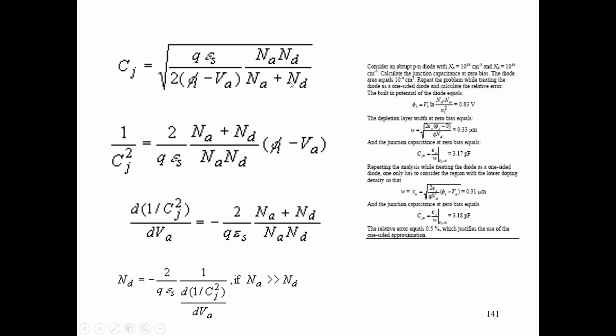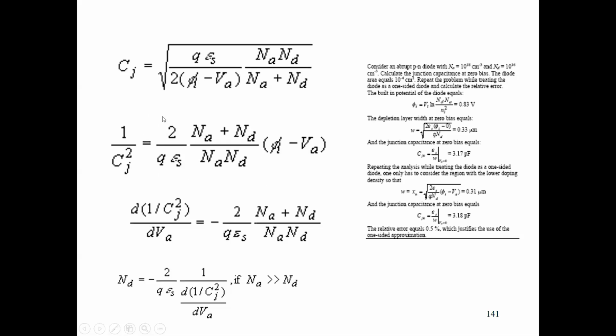All right. Now, one interesting thing that you see is if I take the square of both sides and take the reciprocal, I obviously get 1 over C squared. I get rid of the square root and I flip it, and I end up getting this. So a plot of 1 over C squared as a function of applied voltage should give you a straight line whose slope would depend on this parameter, right?